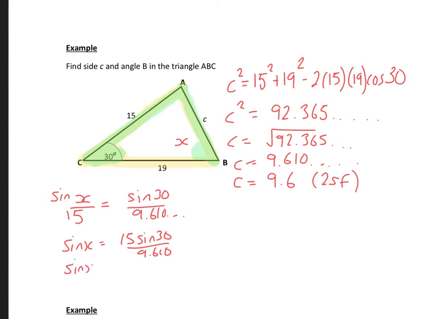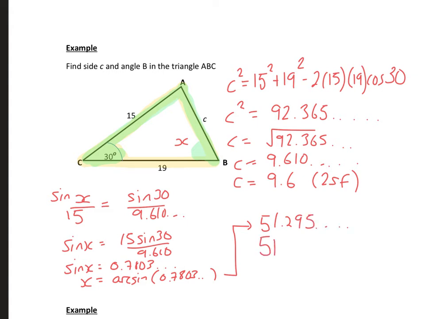sine x is 0.7803. Now again, I'm going to keep nice and exact. So to get x, I'm going to do the inverse of sine, which we call arc sine, on both sides. So I'm going to do inverse sine of my answer, and I get 51.295, and so it's two significant figures. It's 51 degrees.